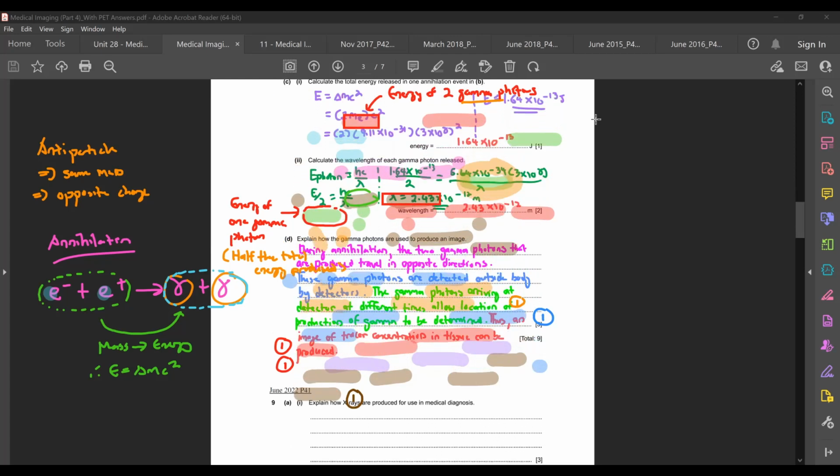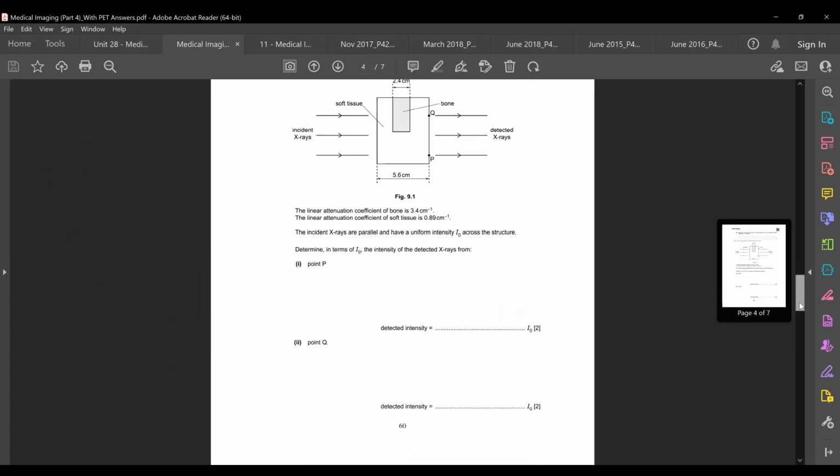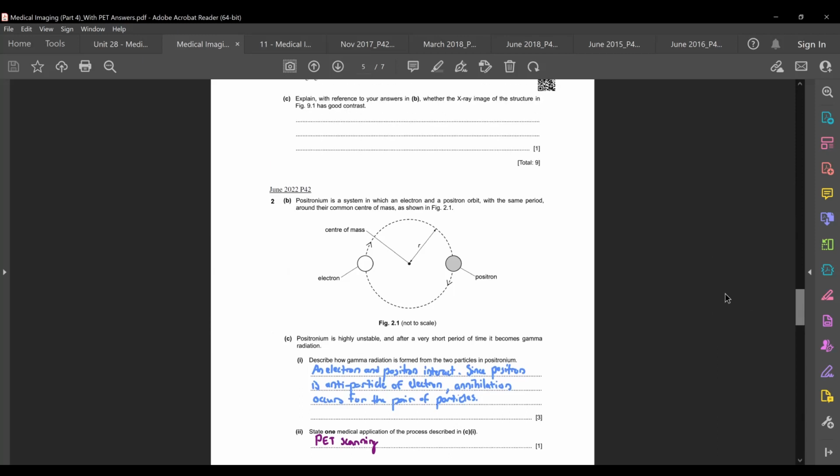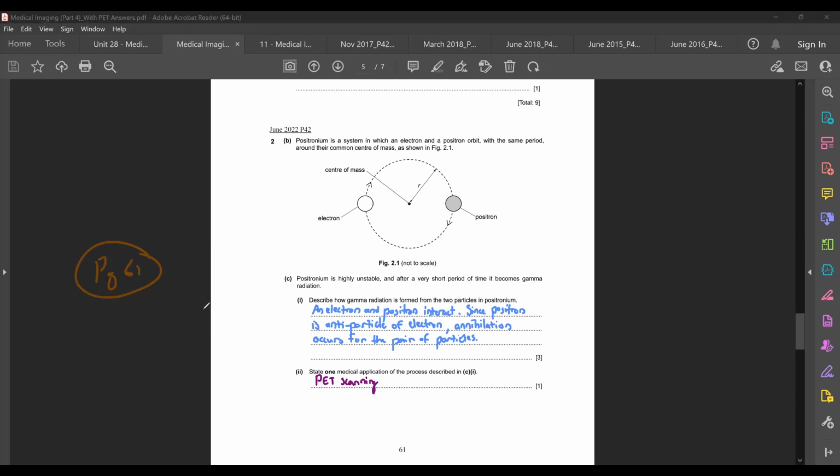The next one ought to be, just let me find out where it is. Okay, next one should be under page 61 of your worksheet. All right, page 61. This one is June 2022 P42. Question 2b. Positronium is a system in which an electron and positron orbit with the same period around their common center of mass as shown here. Then they show you this diagram.